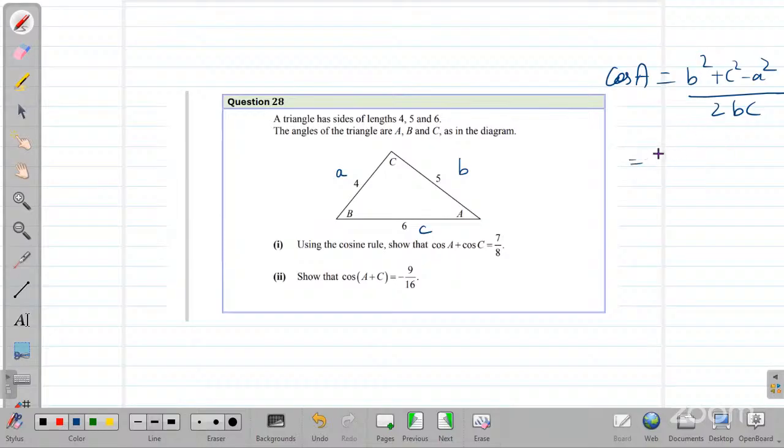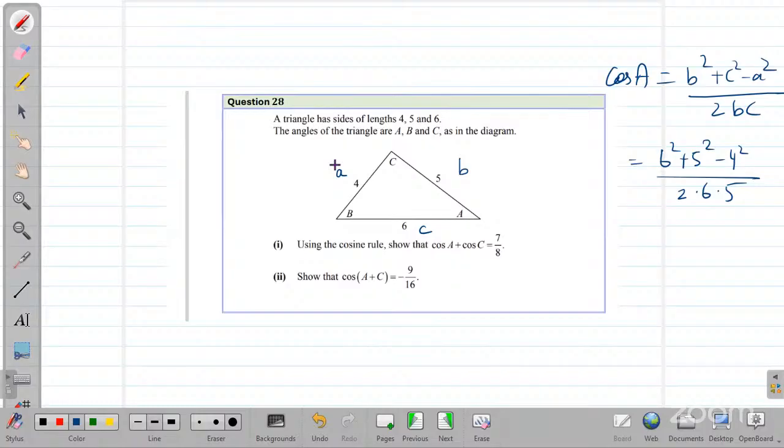So how much are you getting? Cos A, okay, 6 square plus 5 square minus 4 square divided by 2 times 6 times 5. Similarly, you can find out cos C as well, and you can add and check whether you get the answer 7 over 8. Just check whether you are getting this answer. You're getting 7 divided by 8?